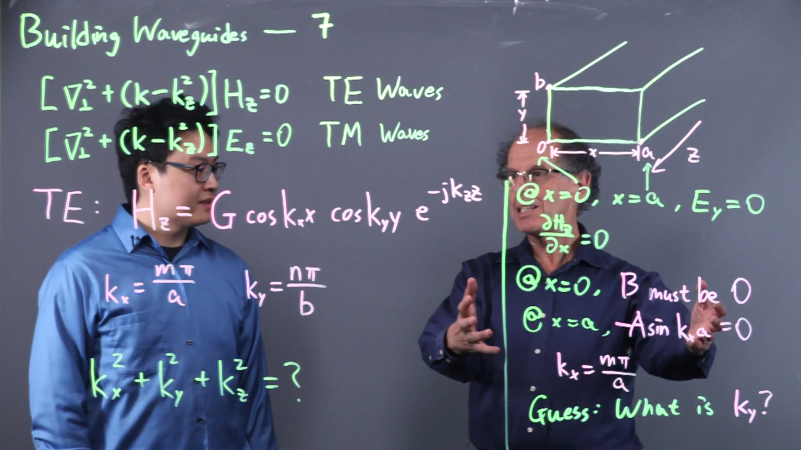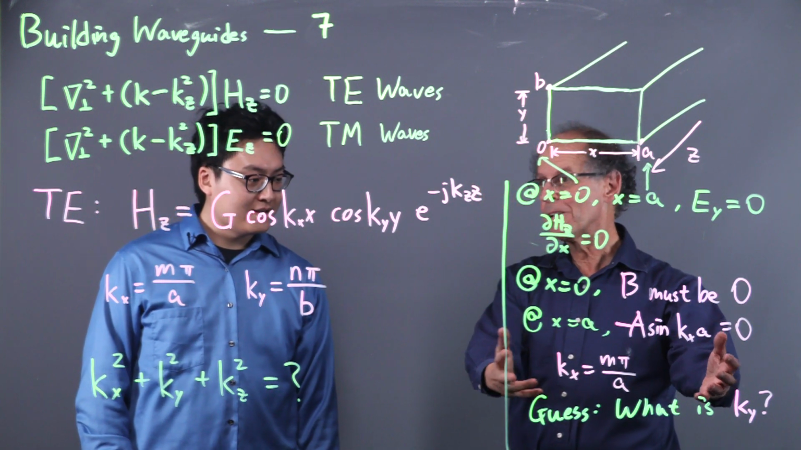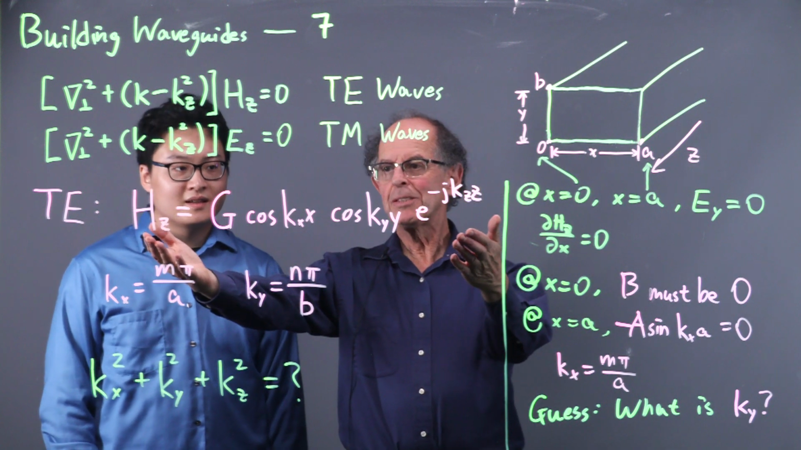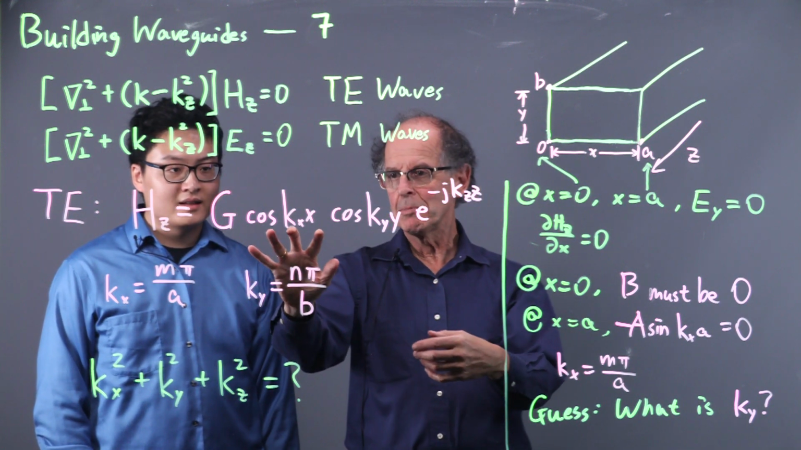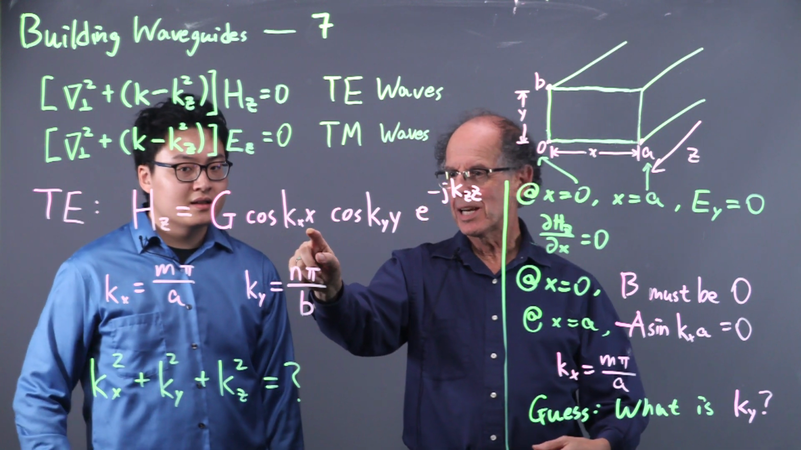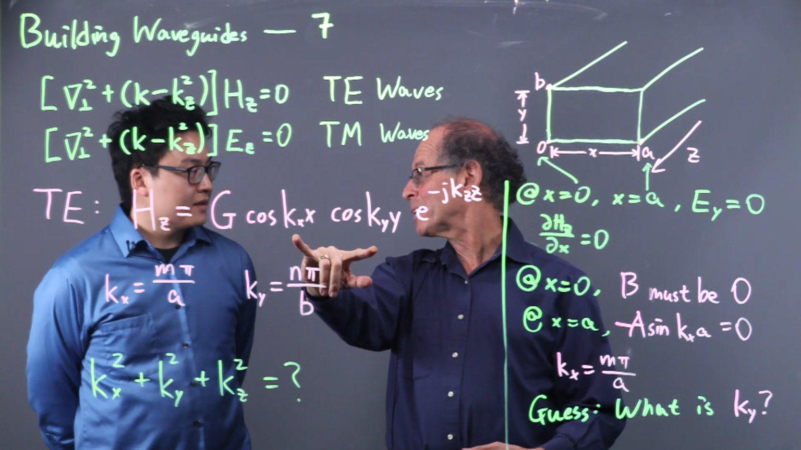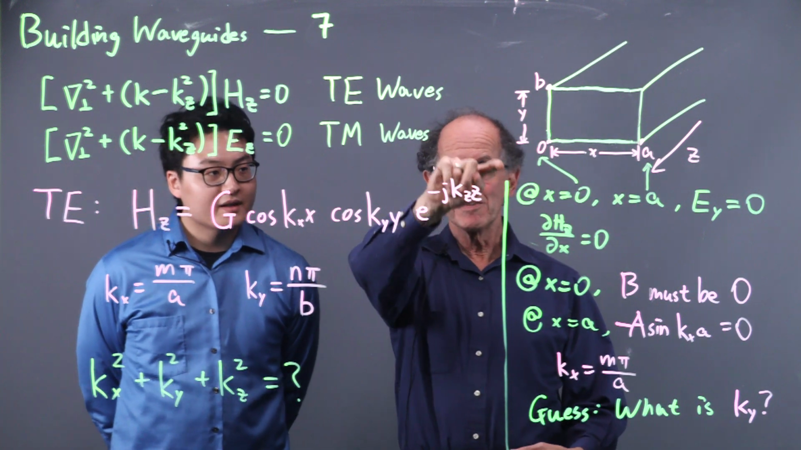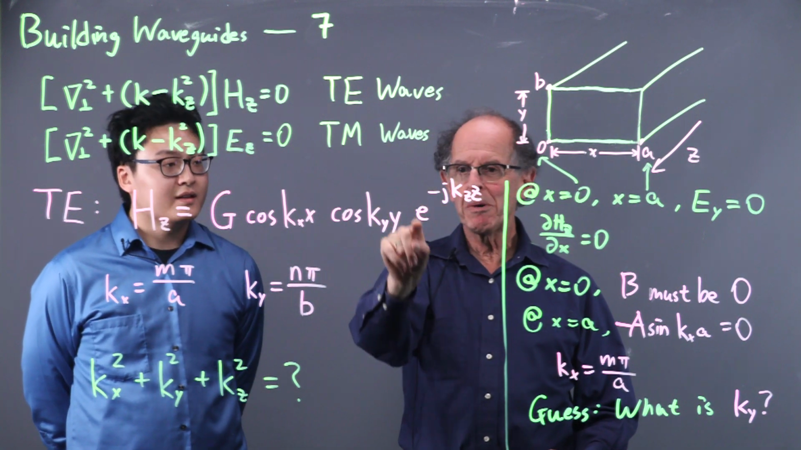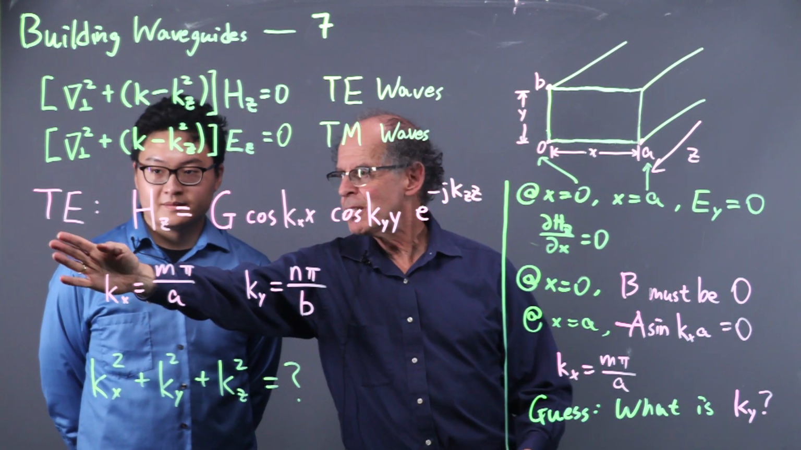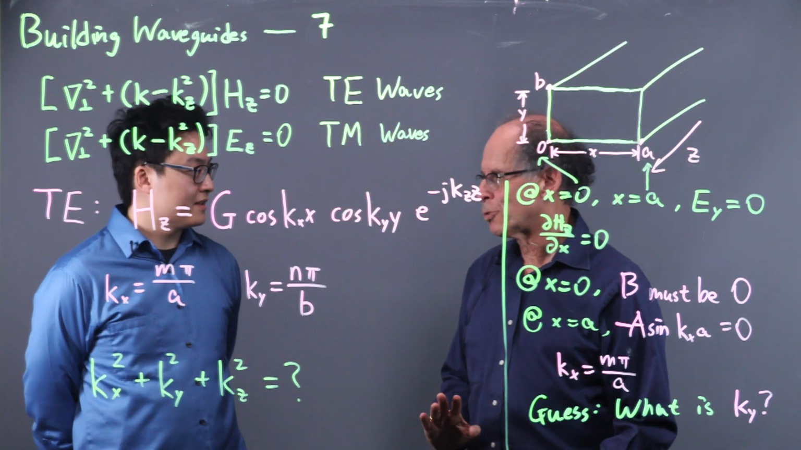Well, look what we got, Sam. We just have to write it all down. Here's Hz. It's a constant times cosine kx x, cosine ky y. That's the f of x y we had last time. Yep. There's our traveling wave part. And this defines TE modes.